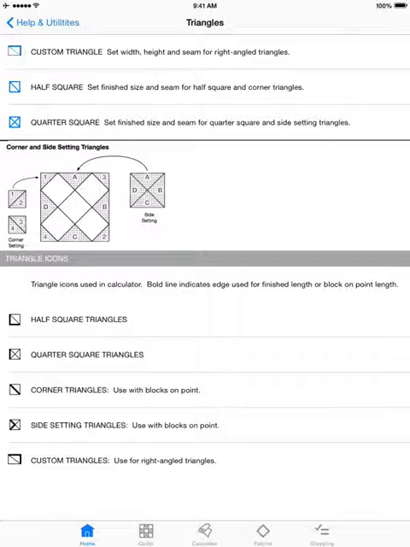Up at the top of the triangle page, you will see 3 buttons that are in blue. Tapping on these buttons will take you to the specific triangle calculators for custom triangles, half square triangles, including corner triangles for diagonal point settings, quarter square triangles, and also side setting triangles are contained within the quarter square button.